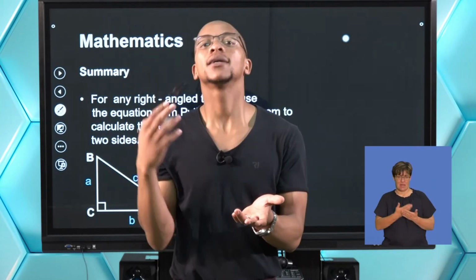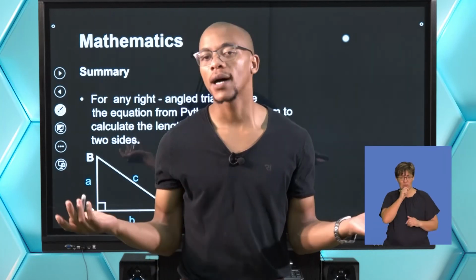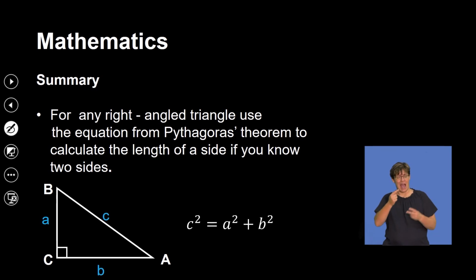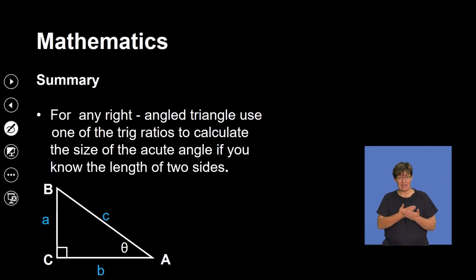The answer is definitely I can. How so? Using the Theorem of Pythagoras. Now, the other question that I asked you was, can I find one side? If I'm given just one side, then here I can. For any right-angled triangle, I can use one of the trig ratios to calculate the size of the acute angle if I know the length of two sides. If I'm still given two sides, I can find the size of the acute angle.